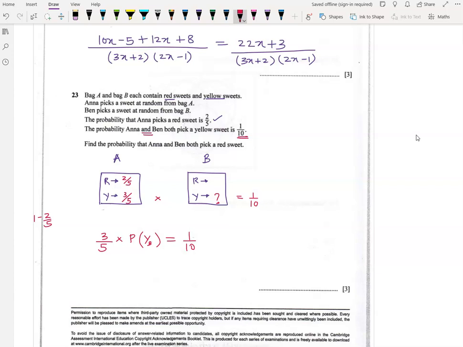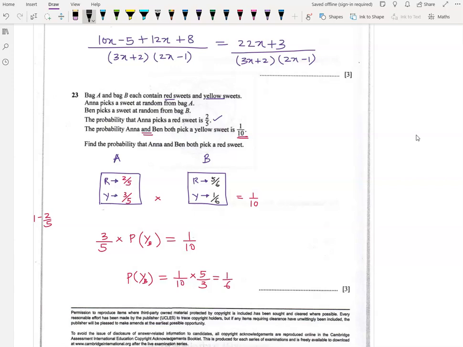So now to solve this, you shift it, it will flip. So the probability of yellow in bag B will be 1 upon 10. When you shift, it will flip, it will become 5 upon 3. And when you simplify, that gives you 1 over 6. So the probability of yellow in bag B is 1 by 6. So if yellow is 1 upon 6, then the remaining will be 5 out of 6. So now we have all the values. Now let's get to the question.